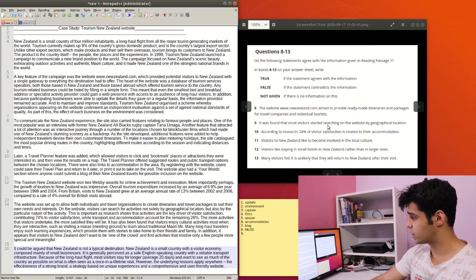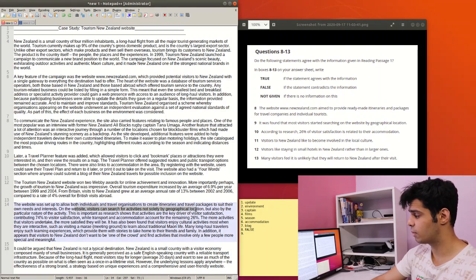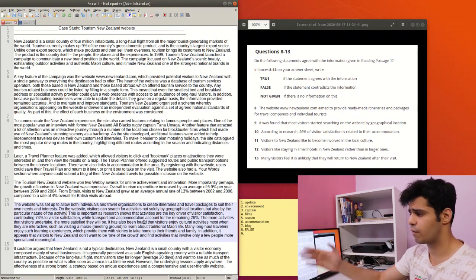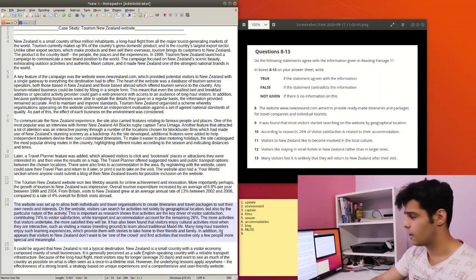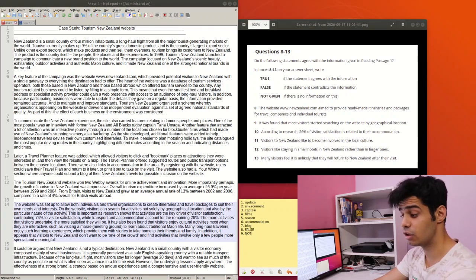It was found that most visitors started searching on the website by geographical location. Now we read about geographical location over here. On the websites, visitors can search for activities not solely by geographical location, but also by their particular nature of the activity. But it's never really mentioned how most of the users are starting their search. They're just saying that you can do it by geographical location, you can do it by some other means. They're not saying that everyone started by geographical location, so it's definitely not given.